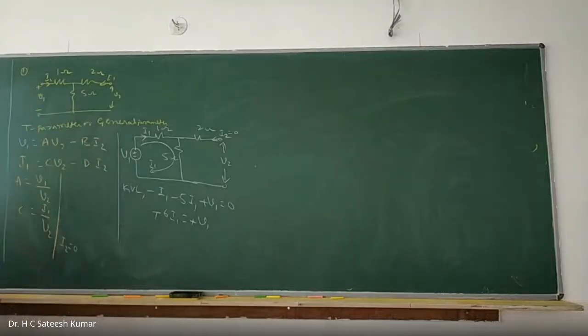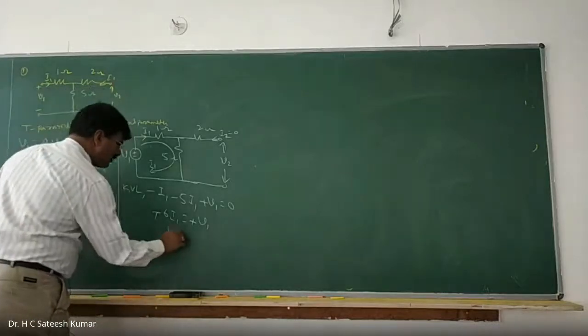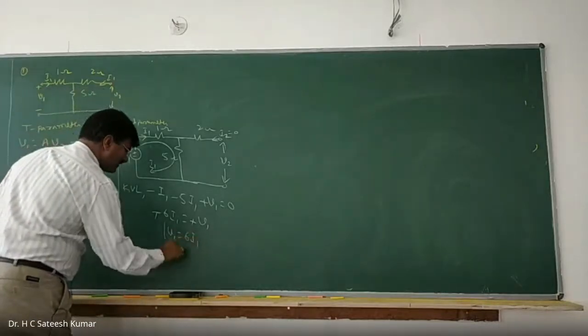Now what do you want? In this we won't get anything. V1 by V2, I1 by V2 we need. So therefore you won't get anything. You keep it as it is. Therefore V1 is equal to 6I1. You keep it as it is.